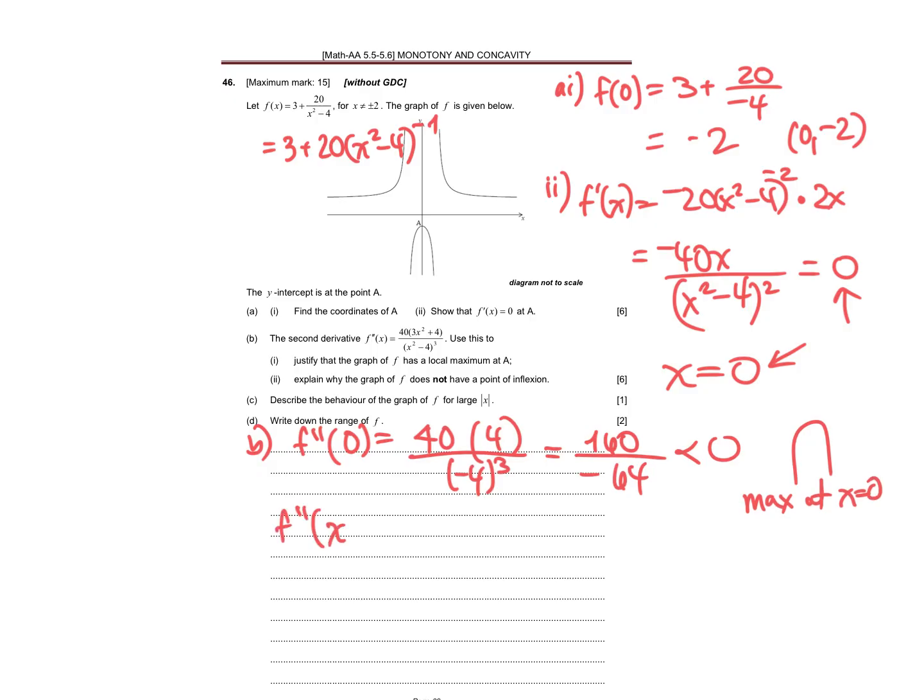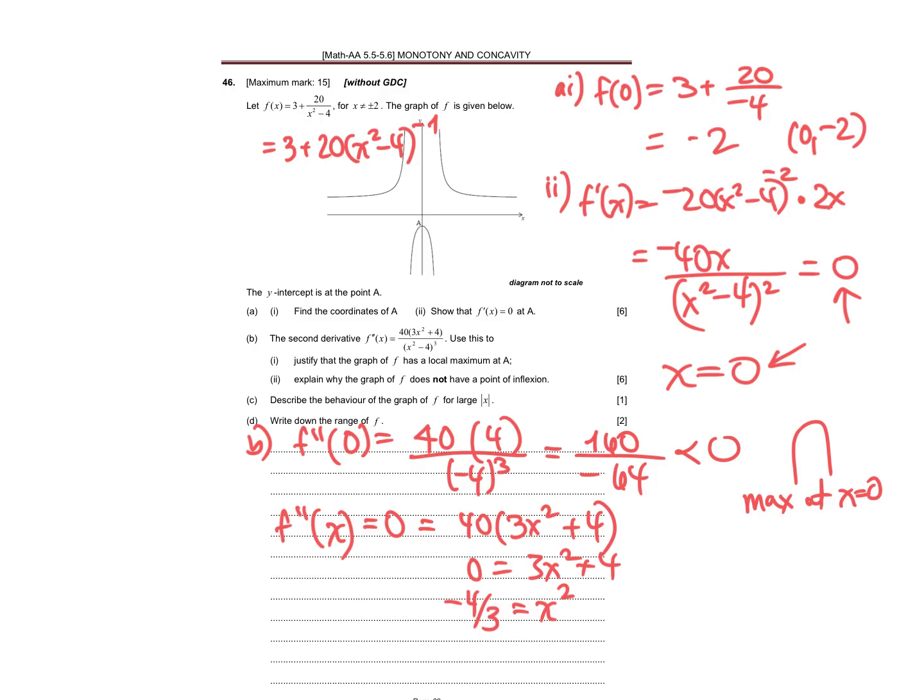Explain why the graph doesn't have a point of inflection. So second derivative equal to 0. So it's just the numerator equal to 0. The denominator gets cross multiplied. Divide by 40. And then we'll have 0 equals 3x squared plus 4, it's squared, so it's never equaling a negative number, okay? So it doesn't have a point of inflection.